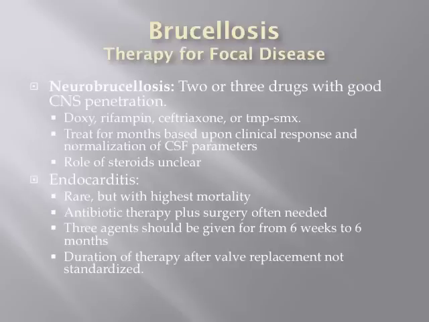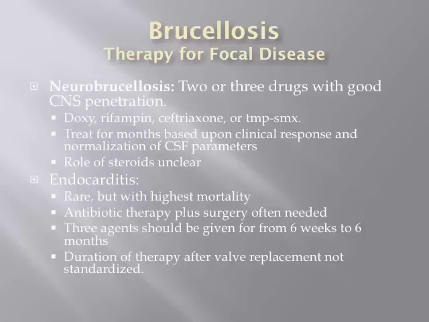Now, neurobrucellosis, these are the patients who get an encephalitis or meningitis related to Brucella. 2 or 3 drugs are recommended, and you want to make sure that they have good CNS penetration, and typically doxy, rifampin, ceftriaxone, or Septra are used. And these patients require treatment for several months based upon clinical response and how well they do with normalization of their CSF parameters. And the use of steroids in neurobrucellosis is unclear.